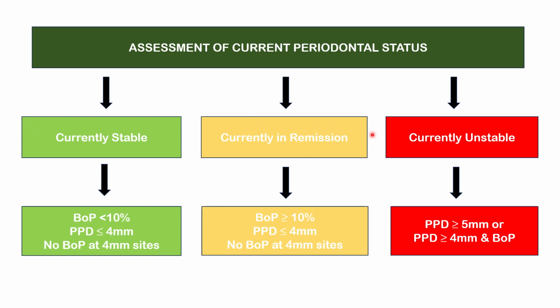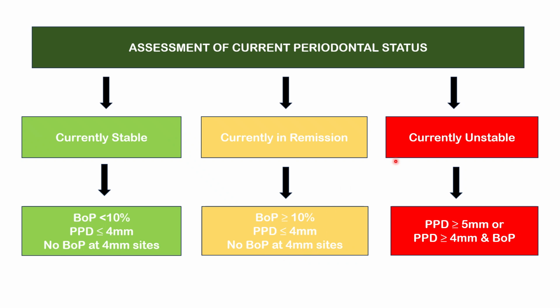The next case is the currently in remission status. In this we can see that the bleeding on probing will be greater than 10%. The probing pocket depth is less than 4 mm, and also there is no bleeding on probing at the 4 mm sites.